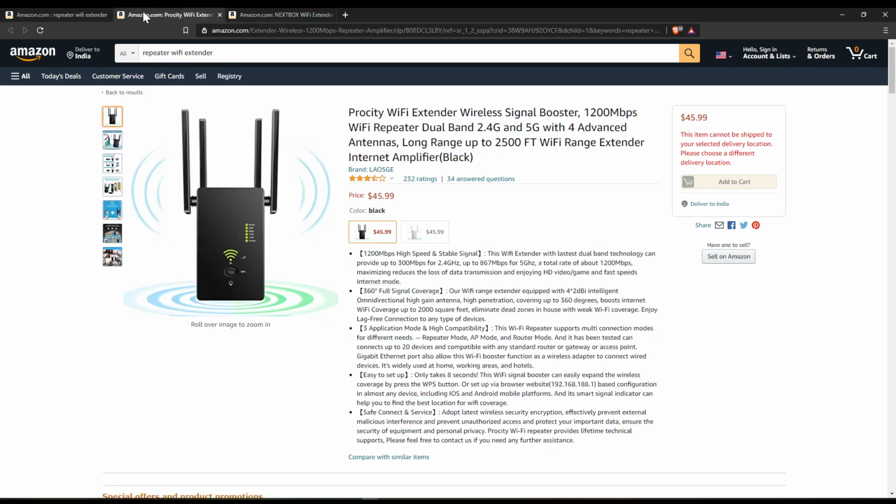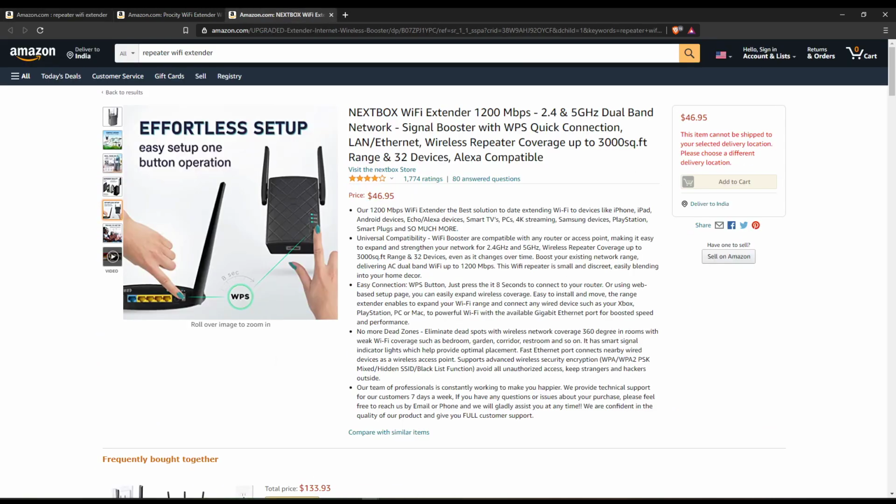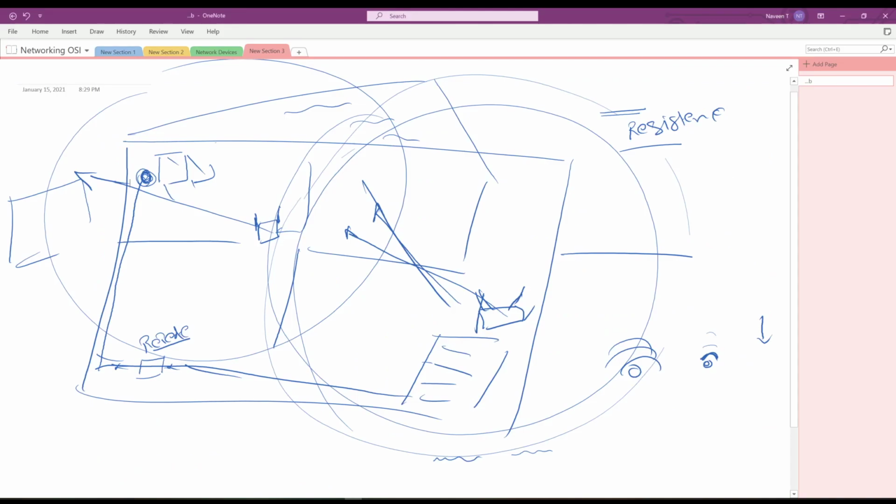If we put two repeaters, you can put a repeater here, another repeater here. So the other repeater gets the signal from this repeater and repeats that signal.